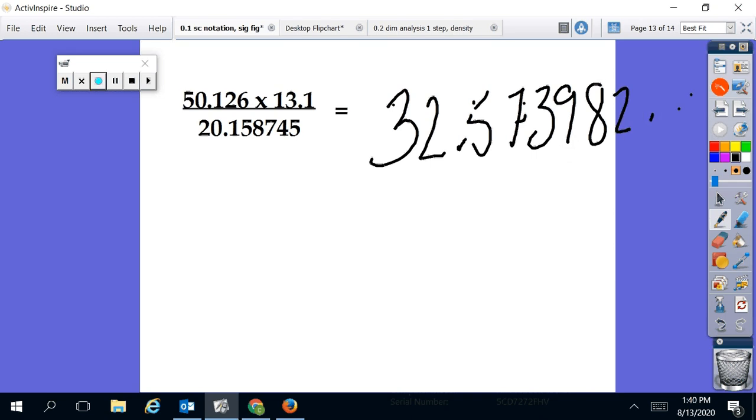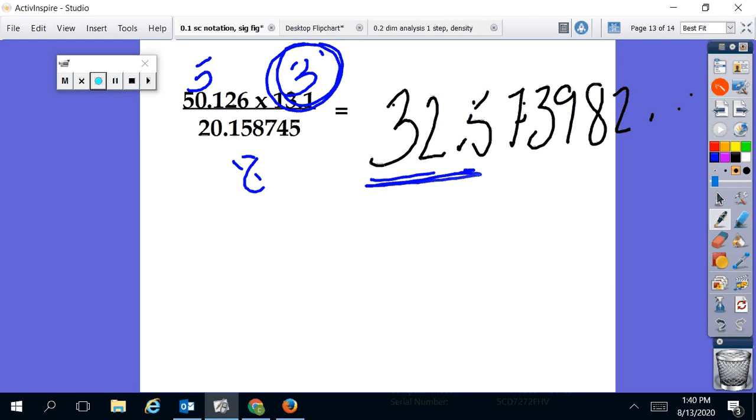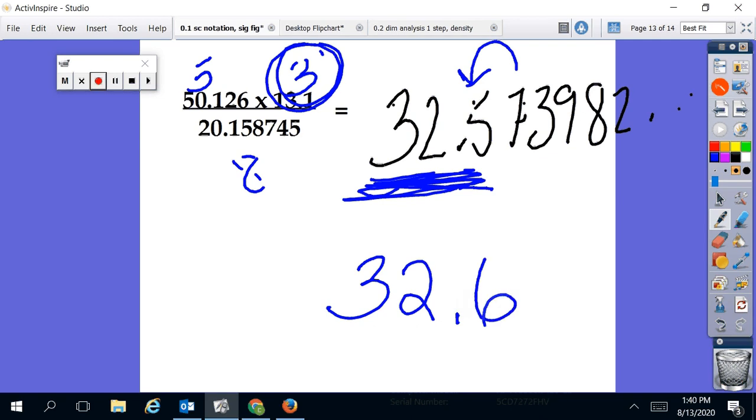Now I'm going to count significant figures. If I count the first one, it has 5. I count the second one, it has 3. And if I count the third one, 1, 2, 3, 4, 5, 6, 7, 8. My lowest number here is 3, so I need to round this to 3 significant figures. When you round, you have to keep the gist of the number, so you take the big part of the number. But this is a 7, so I have to make sure that rounds up to a 6. So my final answer is going to be 32.6. And that's how you do multiplication.